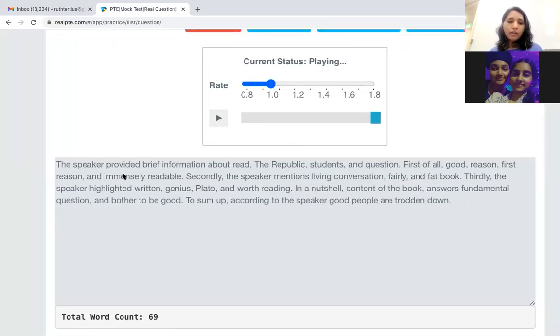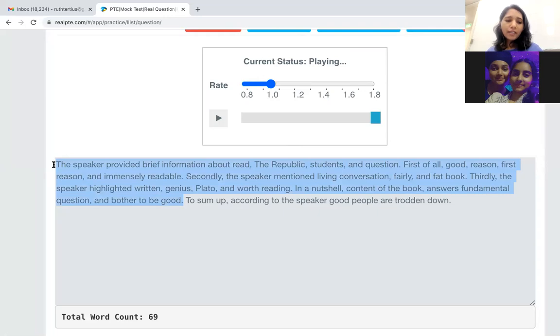So the speaker provided brief information about read, the Republic, students, and question. First of all, good reason, first reason, and immensely readable. Secondly, the speaker mentioned living conversation, fairly, and fact book. Thirdly, the speaker highlighted written, genius, Plato, and worth reading. In a nutshell, content of the book answers. So I wrote this, bother to be good.